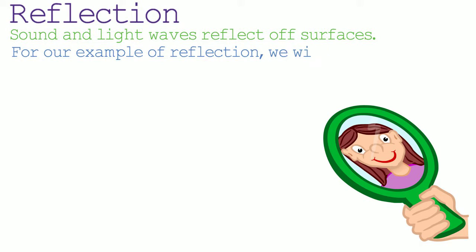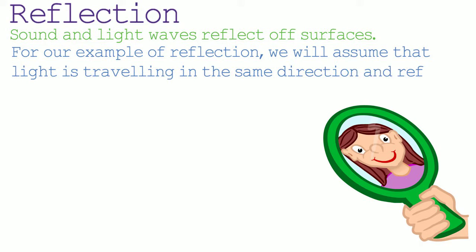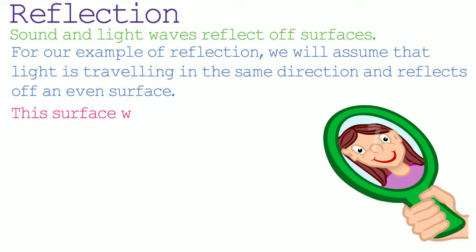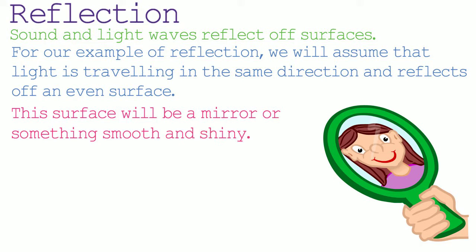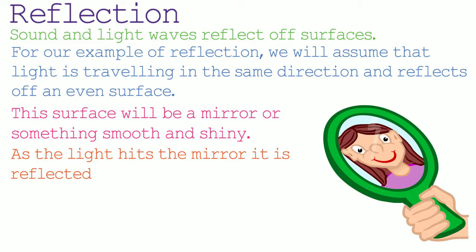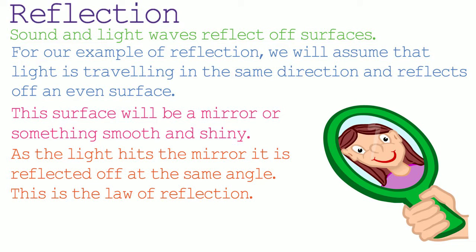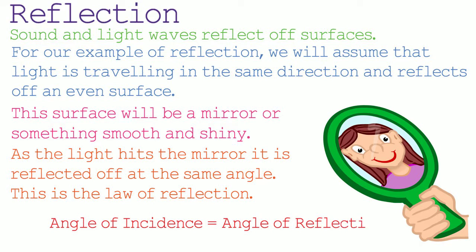For our examples of reflection, we will assume that light is travelling in the same direction and reflects off an even surface. This surface will be a mirror or something smooth and shiny. As the light hits the mirror, it is reflected off at the same angle, and this is the law of reflection. This law states that the angle of incidence equals the angle of reflection.